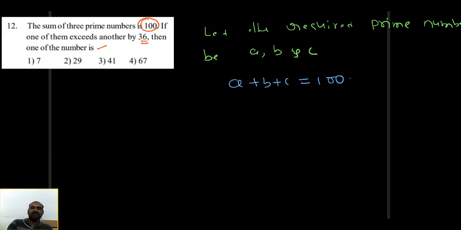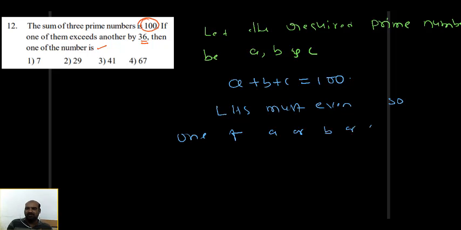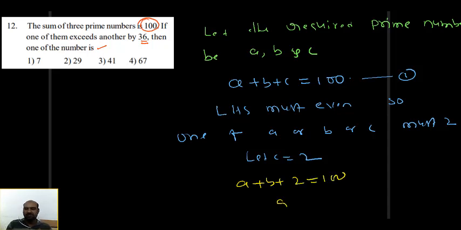Okay. Now, the LHS must be even. So one of A or B or C must be 2. The only even prime is 2. Let C equal to 2. Then what happens to equation 1? A plus B plus 2 equals 100. A plus B equal to 98. Okay, that is one thing.